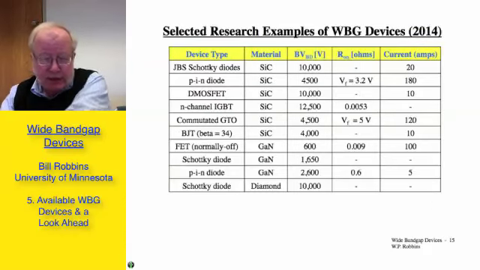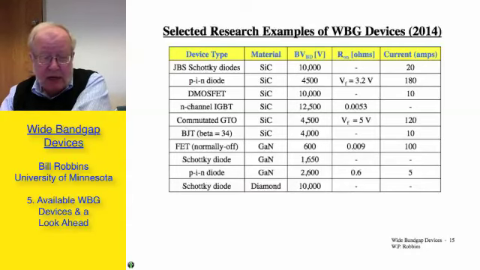If you look at the research that's going on in some of the demonstrated research examples, it's even more impressive. Special versions of Schottky diodes at 10,000 volts and 20 amps, PIN diodes at 4,500 volts, 180 amps, GTO at 4,500 volts and 120 amps, a normally off JFET out of gallium nitride, 600 volts, 100 amps, PIN diode in gallium nitride at 2,600 volts and 5 amps.